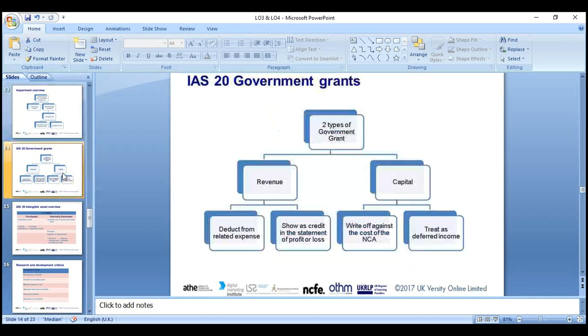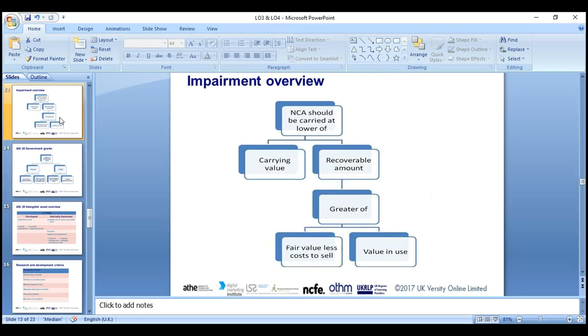Any question? No, sir. Fine with the impairment. Okay, which one? I think impairment is okay. We can move on, sir.